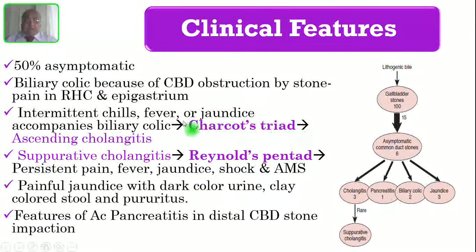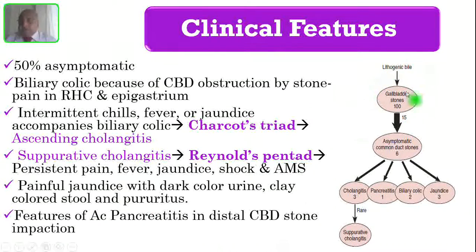During Charcot's triad, that is the ascending cholangitis, the stone may go proximally, it will start floating in the bile, and the jaundice may get relieved. That is why during the ascending cholangitis stage, the fever, jaundice, and biliary colic will be intermittent. This is not persistent. Whereas in the suppurative cholangitis stage, the pain, fever, jaundice, all are persistent. And apart from that, the patient also will have altered mental status and shock. And if the stone is in the distal CBD, then there will be features of acute pancreatitis.